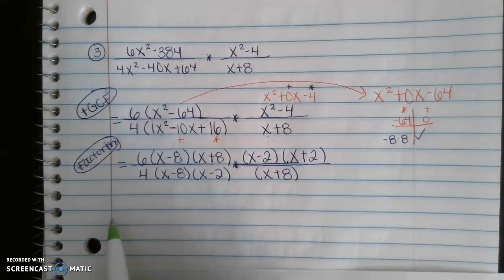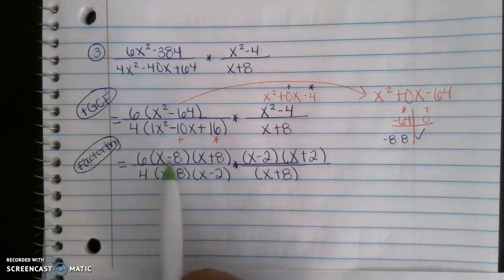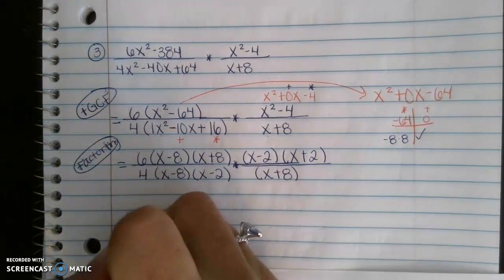Okay, and my third step is to look at, can I expand anything? So that means like x to the third, x to the fourth, anything like that. And I don't have anything. I have a bunch of groups and I have numbers. So I'm going to go ahead and go from here.